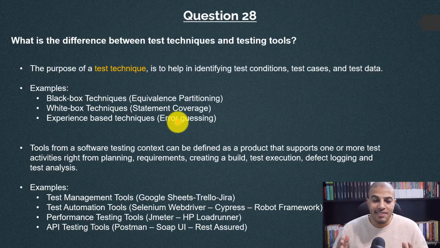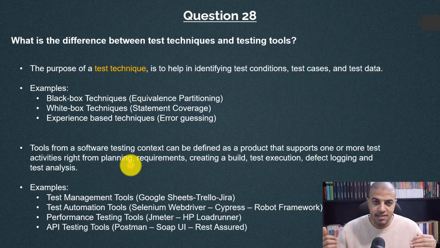On the other hand, the testing tools mostly are software, okay? They are programs that help me in testing my software. So like he says here, tools are defined as a product that supports one or more test activities. So it is a product, it is a software. This product helps me in planning requirements, creating a build, test execution, defect logging, and test analysis. So I can have a testing tool for any testing activity, okay, throughout my testing process.